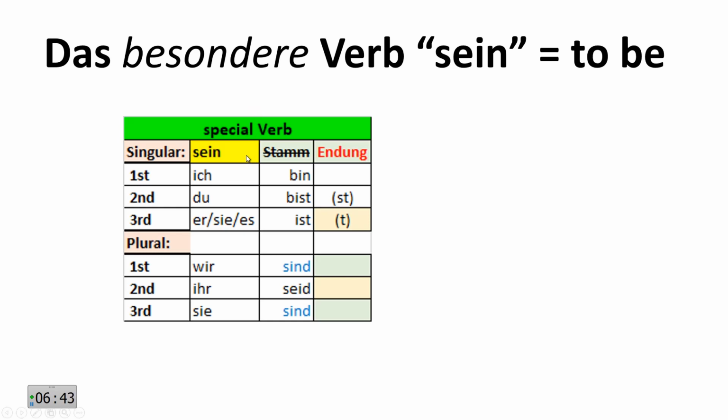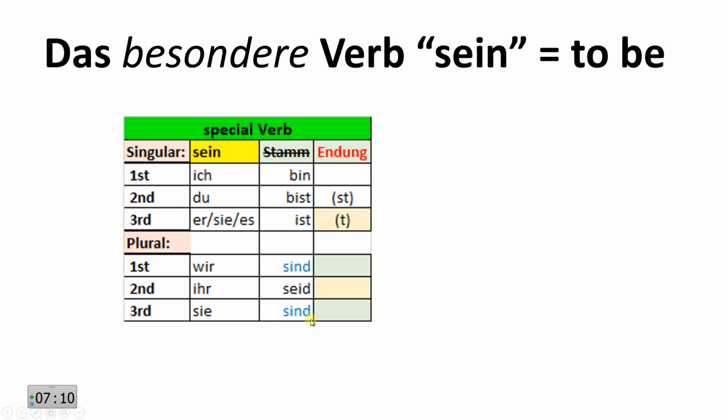But this conjugation is totally different. So I already stroked through the Stamm because there's no more Stamm. These words are not related anymore to the sein. So it sounds like ich bin, du bist. Okay, there's an ST if you want to see it like that. Er, sie, es ist. Yes, there's a T. But wir sind, ihr seid, sie sind.